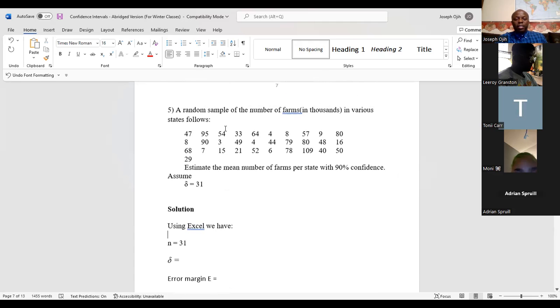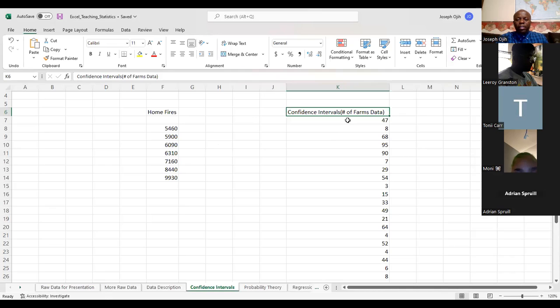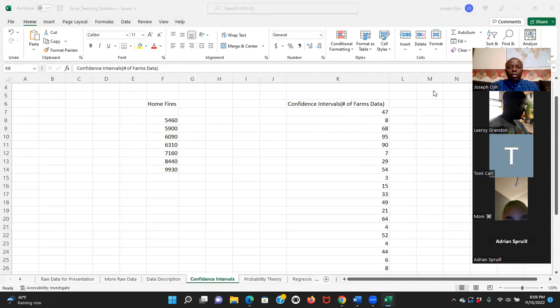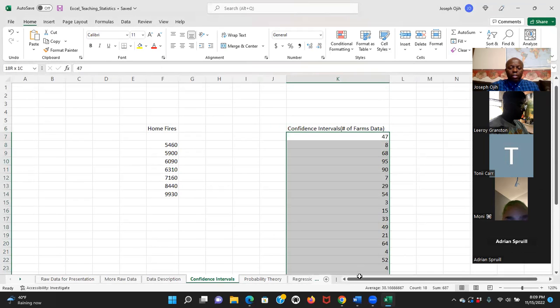Now let's put these numbers in Excel. The good news is that I already have them in Excel. I have them here, the confidence interval of farms. I hope you can see my screen. Since I have them in Excel, I'm going to highlight them from here to the last number.